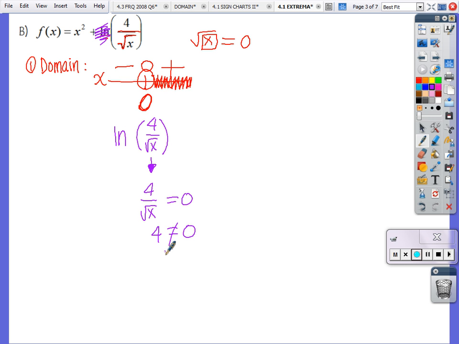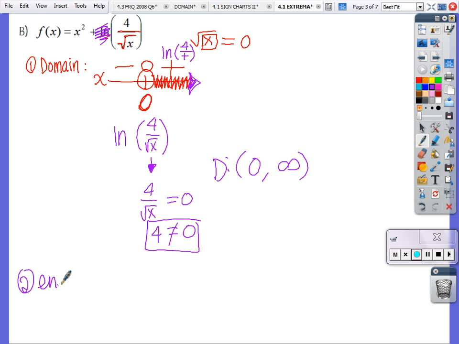How do I know that? I know there's no extra restriction because we didn't get any values here. And secondly, I know that when I take the ln of 4 divided by a positive square root, you're allowed to do that, meaning you're going to be taking the ln of a positive number. So my domain is literally what is right here, 0 to infinity. Means in step 2, for endpoints, there are none.